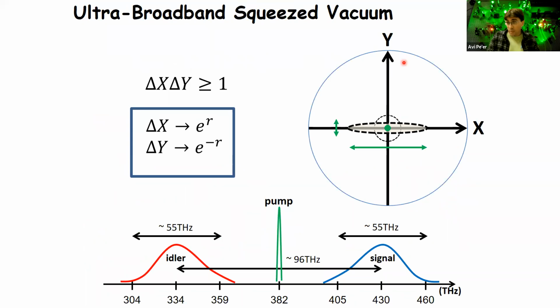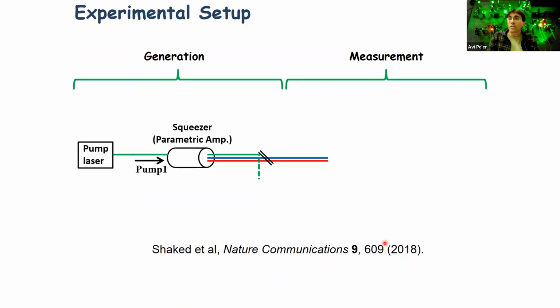So I'm going to tell you about an experiment where we actually did that. We measured broadband squeezed light. We have squeezed vacuum that is represented by this pair of idler and signal. Each one of them is about 55 terahertz wide, and their separation is about 100 terahertz. That means that the beats involved are at least of the order of 100 terahertz. The detector that will detect this doesn't exist. So this is a caricature, and we generate this in a nonlinear fiber.